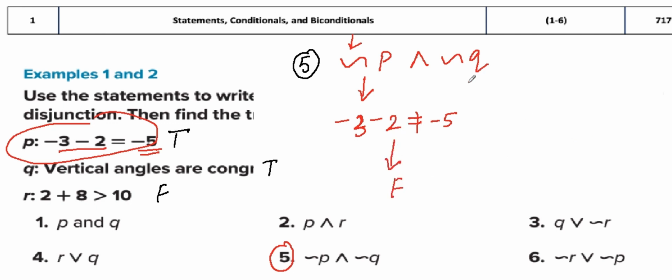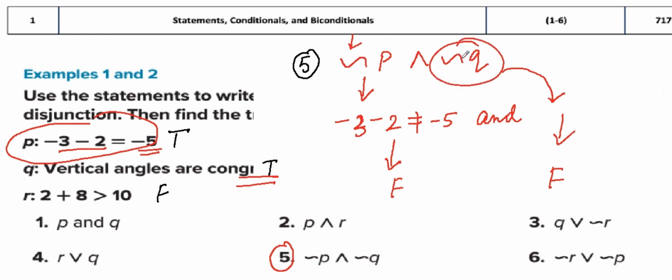Similarly, negation of Q, and this is the sign of and. Q is true already: vertical angles are congruent. So what is the meaning of that? It says that it is not congruent, which is also false. Vertical angles are always congruent. So what is the negative of that? That means they are not equal, which is false. So false and false will give you the result false.